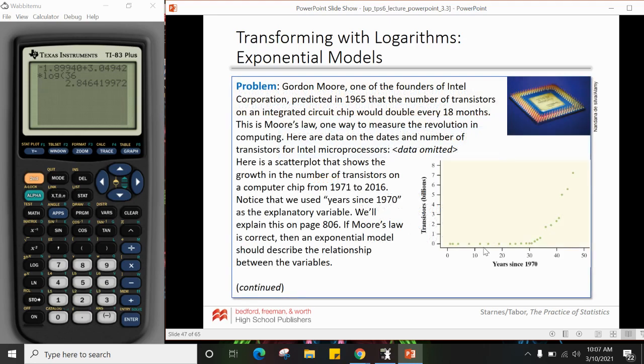not? So Gordon Moore was one of the founders of Intel Corporation. He predicted in 1965 that the number of transistors on an integrated circuit chip would double every 18 months. This is Moore's law, one way to measure the revolution in computing. Here are data on the dates and numbers of transistors for Intel microprocessors. Here is a scatter plot that shows the growth of the number of transistors on a computer chip from 1971 to 2016. Notice we use years since 1970 as the explanatory variable. We'll explain this on page whatever.